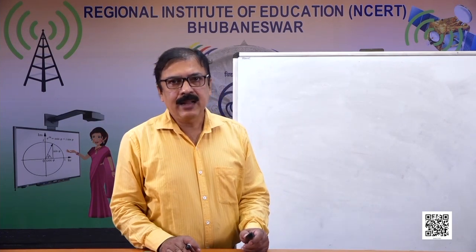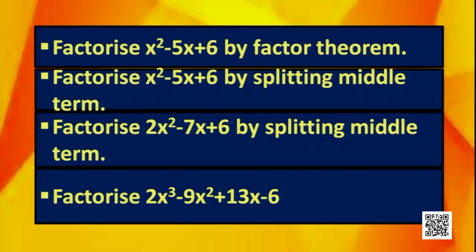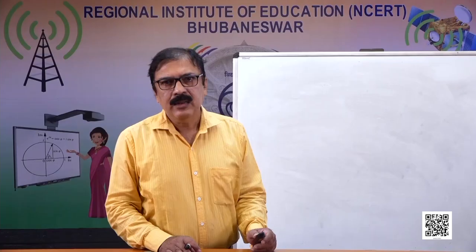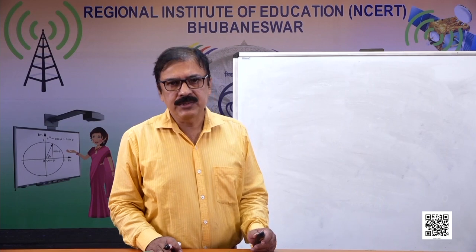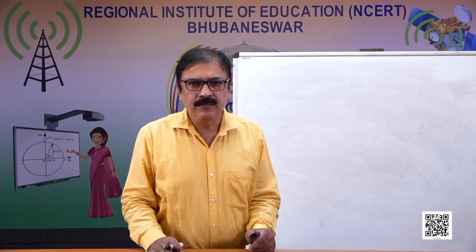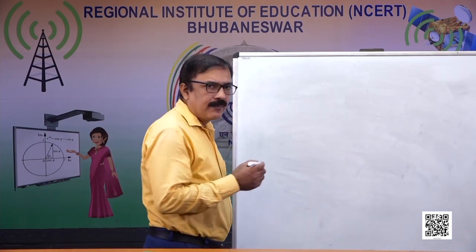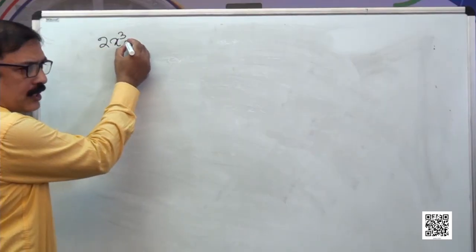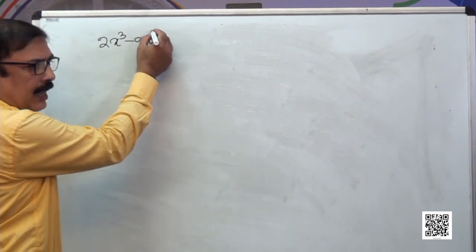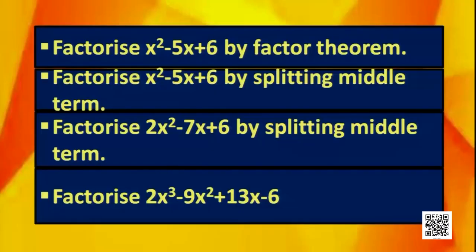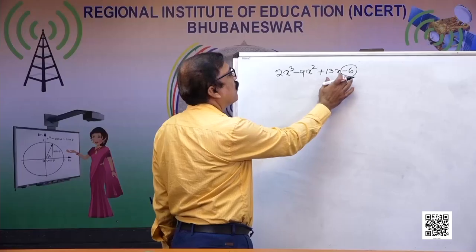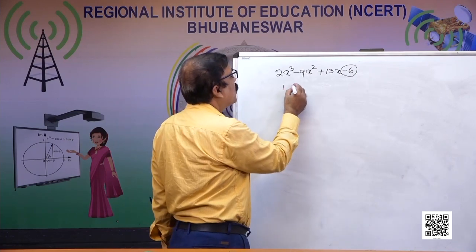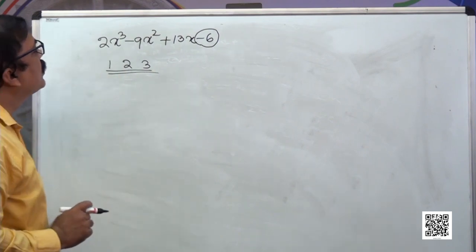Now let's see another polynomial. Here it is 2x cube minus 9x square plus 13x minus 6. Clearly this is a cubical polynomial, and it is not possible to factorize it by simply splitting the terms. So what to do? Let's try with the factor theorem. How to try? See, we have the polynomial is 2x cube minus 9x square plus 13x minus 6. Now always look for this minus 6. For which cases product of which numbers is minus 6? 1, 2, 3. Start with these numbers.